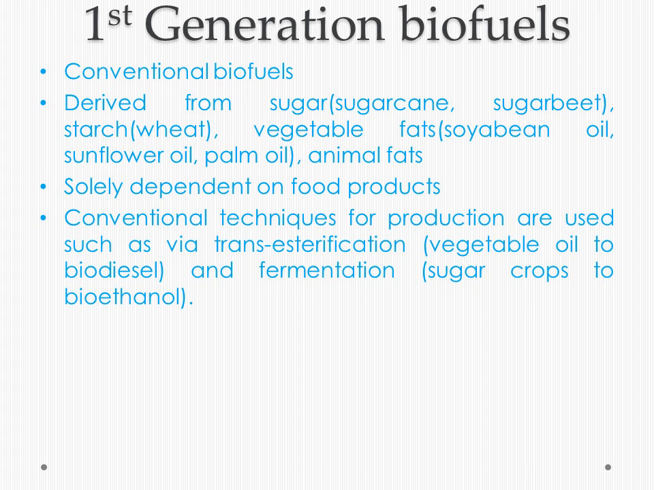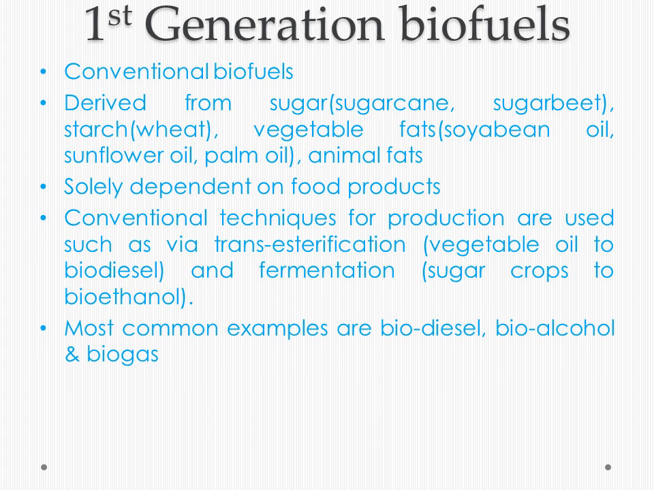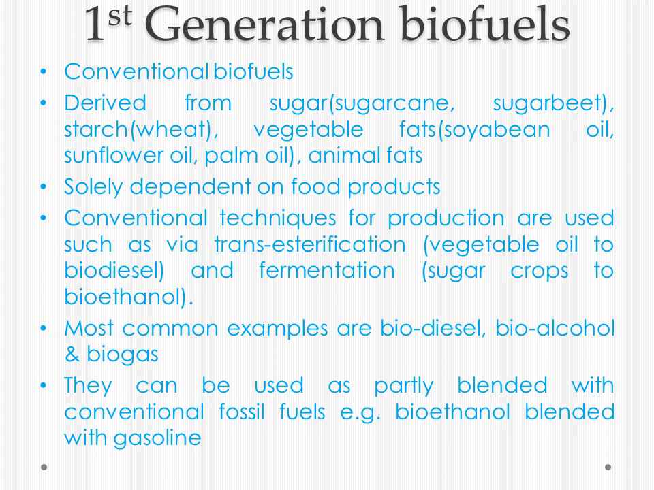For the formation of first generation biofuels, conventional techniques are used, like transesterification for the production of biodiesel and fermentation for the production of bioethanol. Some common examples of first generation biofuels are biodiesel, bioalcohol, and biogas. These first generation biofuels can be used as such, as well as after blending with conventional fossil fuels, because certain characteristics of these biofuels provide an advantage to the fossil fuels. Bioethanol can be blended with gasoline, and it acts as an anti-knocking agent. It raises the octane number of petrol, and thus it is used after blending with petrol.